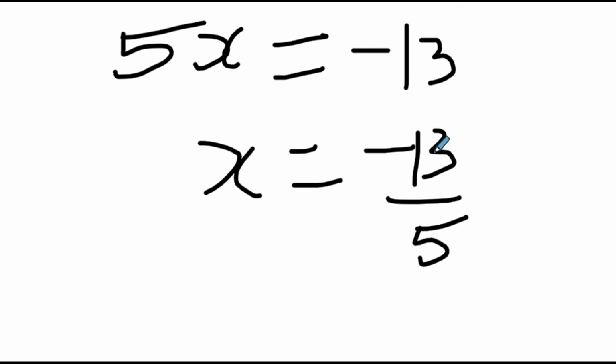So this is an improper fraction, I can leave it as a mixed fraction. I will now have what? Minus 2 3 over what? 5. Answer.